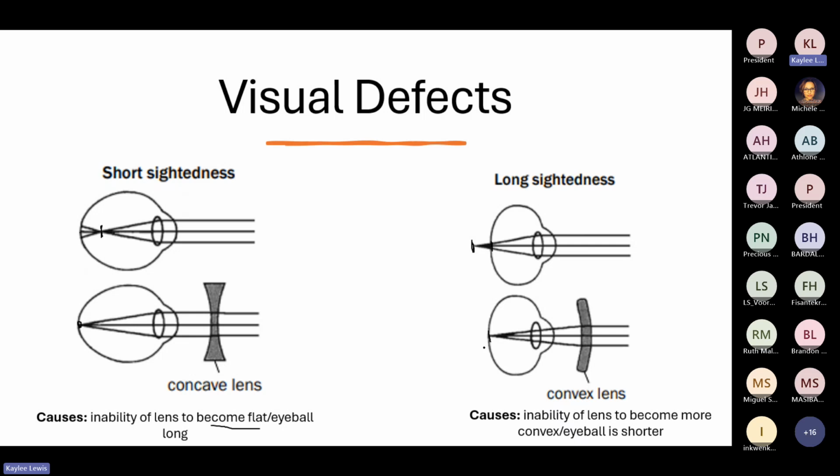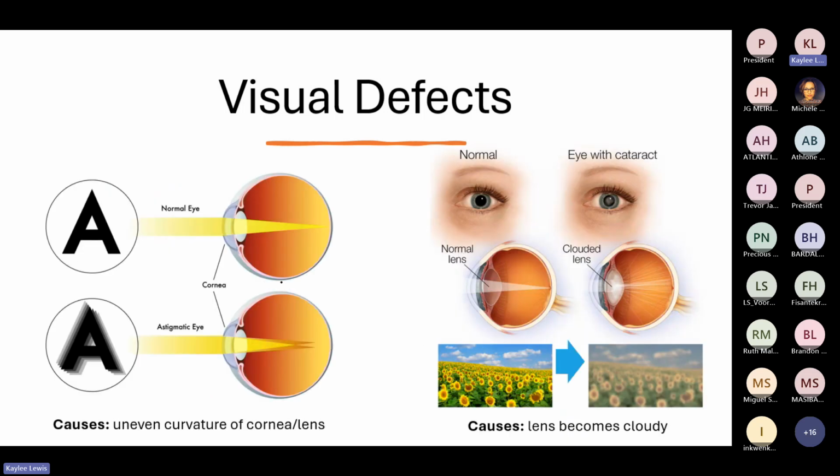Then the other 2 is astigmatism. So this would be astigmatism, and this is due to the uneven curvature of the cornea or lens. So you're almost creating multiple focus points, and then you see it's blurry vision compared to normal vision. And then our cataracts. Cataracts is the 4th one. So cataracts is when it becomes very cloudy, your lens, and that would mean that light can't pass through properly. And again, a blurry image is formed.